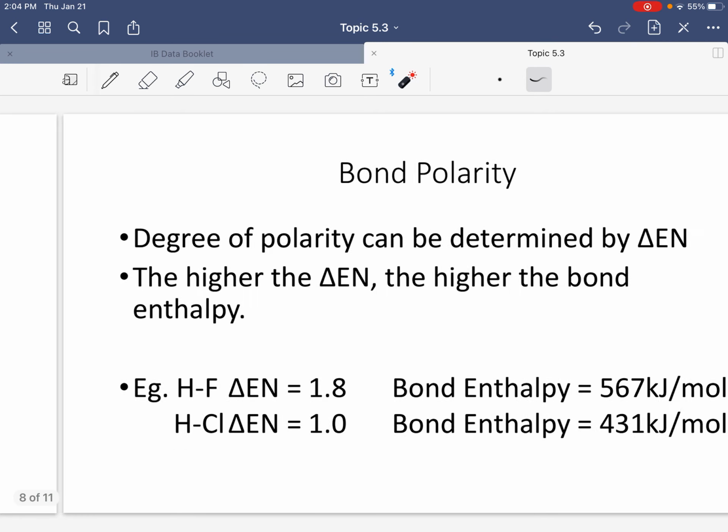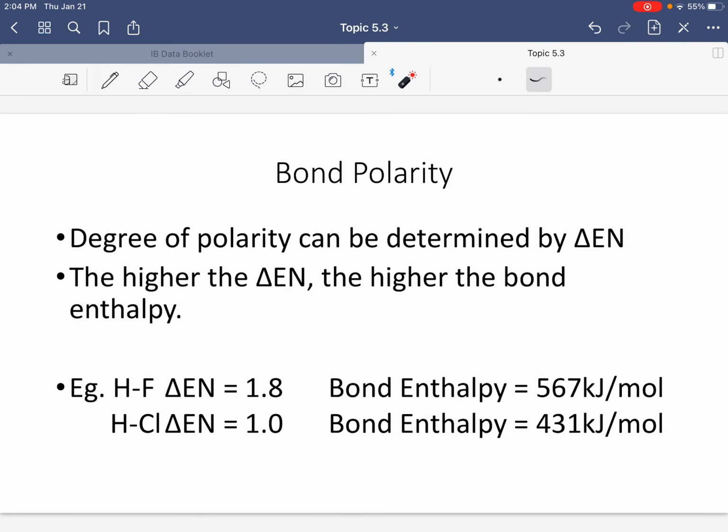Biology. All right. Polarity. How polar something is depends on the difference in their electronegativity. We talked about that before. Basically, the higher the delta EN, the more polar something is. So HF being more polar than HCl, bond enthalpy is higher because you have more polarity, which makes the bond a little bit stronger. And hence, these guys are smaller too because of the radius. That's another contributing factor.